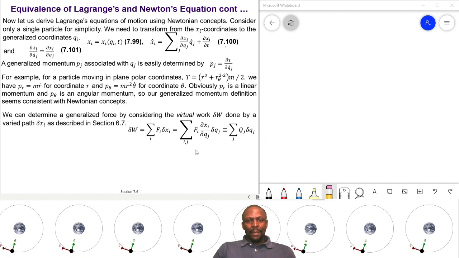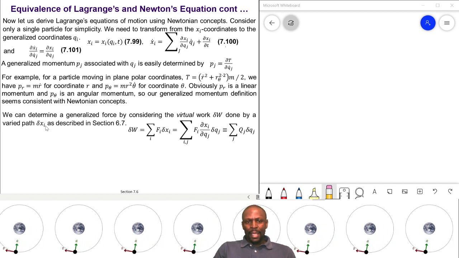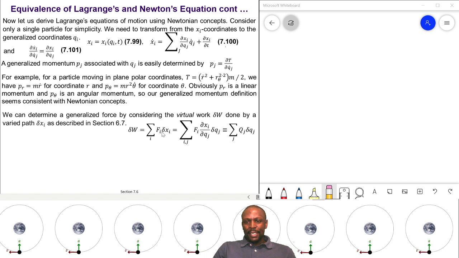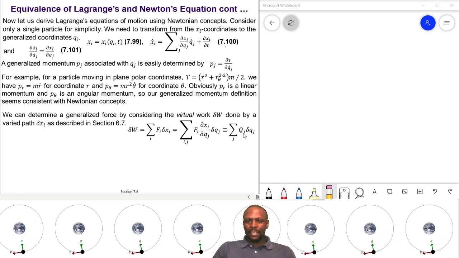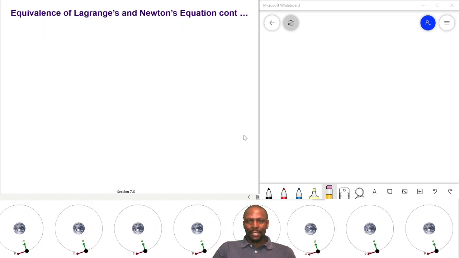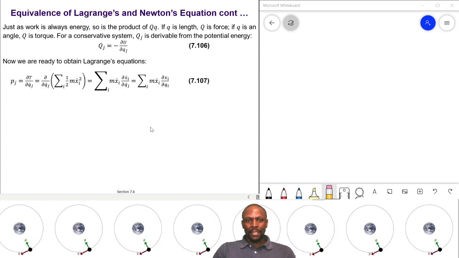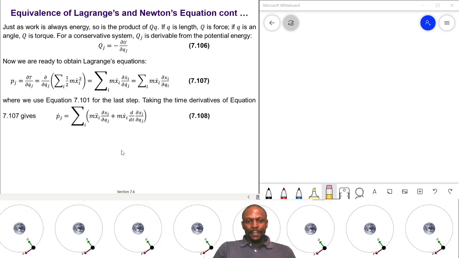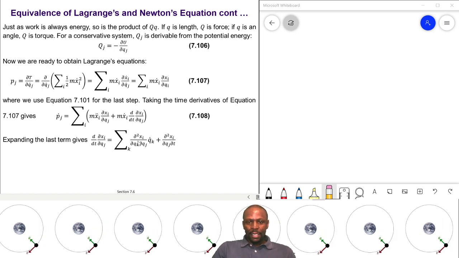Now let us also determine the generalized force by considering the virtual work done by a varied path, a small path xi. In that case, we know that the work is given by this equation. Now we can write this in terms of this, nothing has been done there, and we know that this term here is nothing else but the qj. If you represent this as a qj, that equation will be given by this. Now the momentum part will be given by this equation here. But now if we expand the second term, this is what we are going to have.